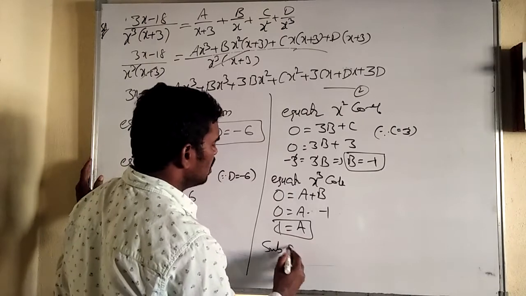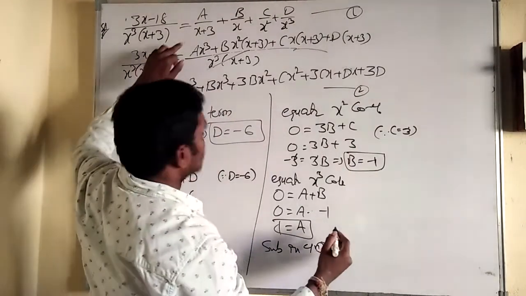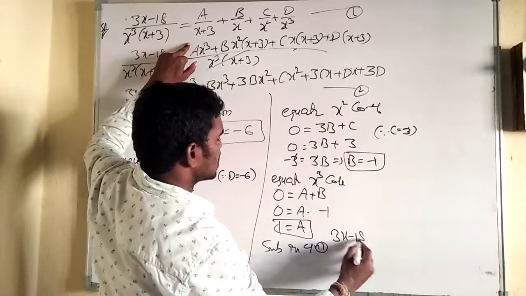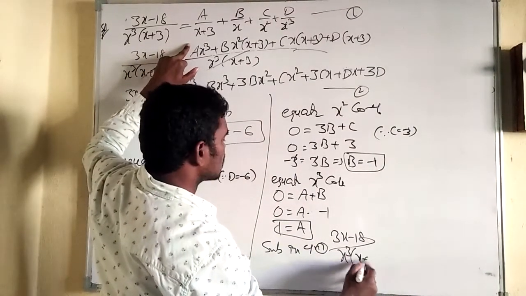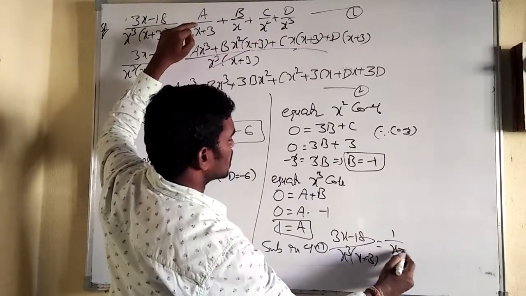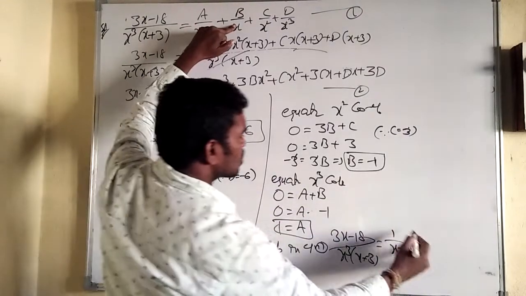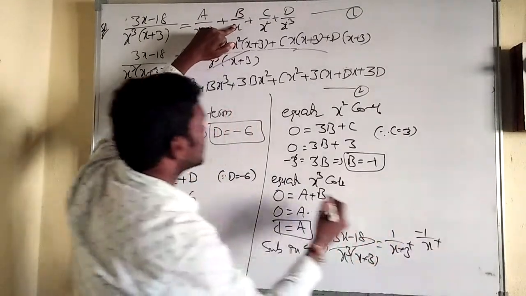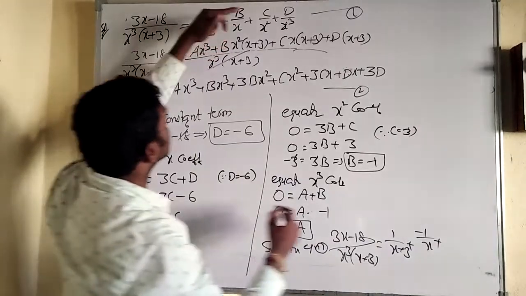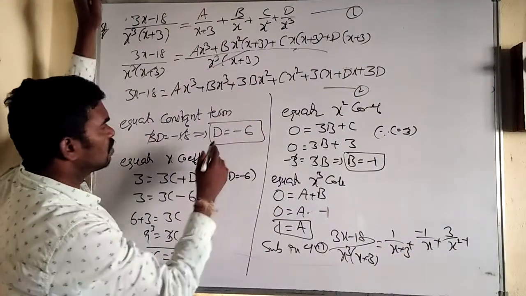So a value, b value, c value, d value, all we got. Substitute equation 1. So this is the equation 1. Then (3x minus 18) by x cube into (x plus 3) is equal to a value 1 by (x plus 3) plus b value minus 1 by x plus c value 3 by x square plus d value minus 6 by x cube.